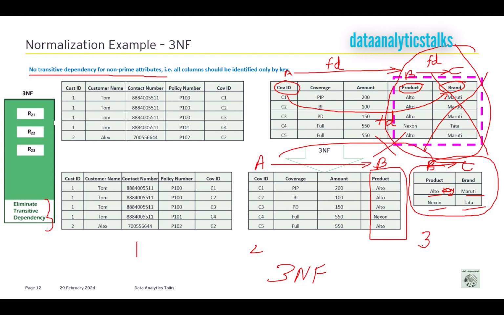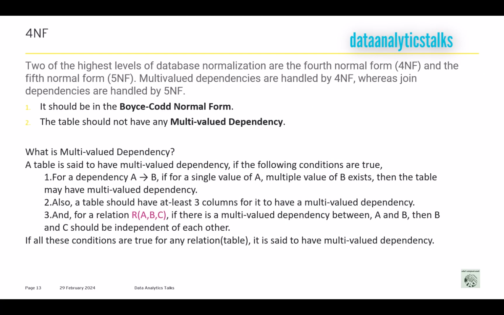Okay, so we have one more normalization. So we are into 4NF. It is important to understand that the two highest levels of database normalization are fourth normal form, that is 4NF, and fifth normal form, 5NF. In 4NF, we are handling the multi-value dependency. And in 5NF, we are handling the join dependency. So multi-value dependency and join dependency.